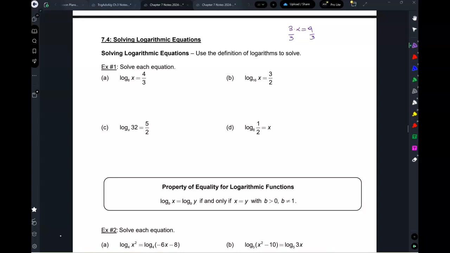So here we go. I have this equation. Log base 8 of x is equal to 4 over 3. Okay, so you have a logarithm. You're going to solve it by the inverse, exponentials.